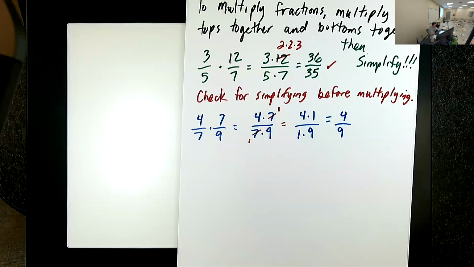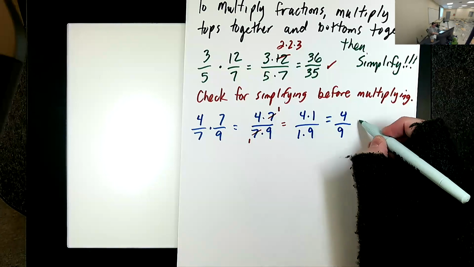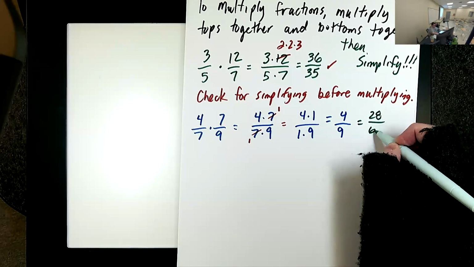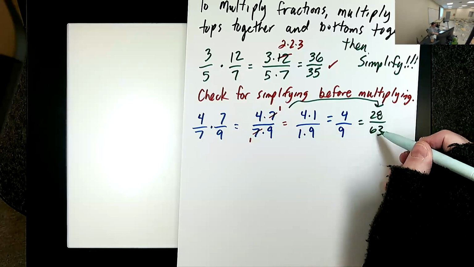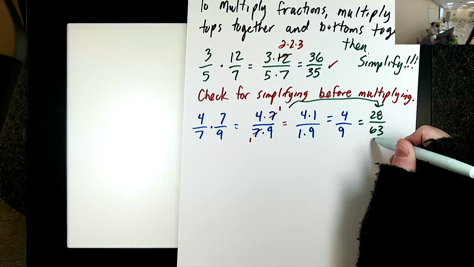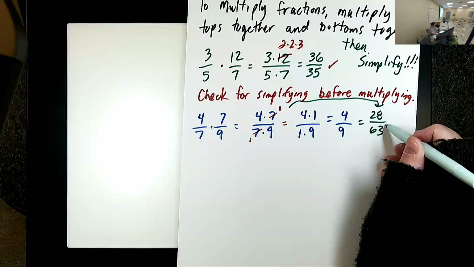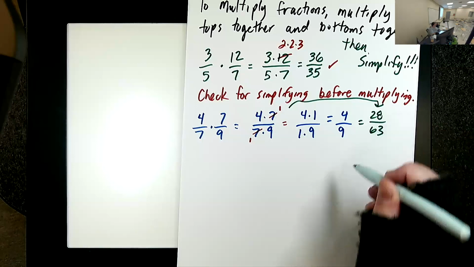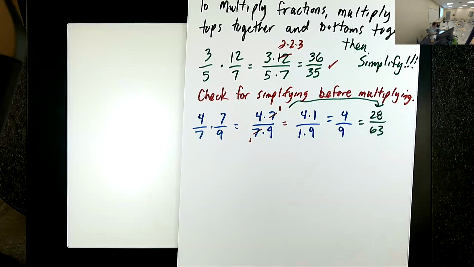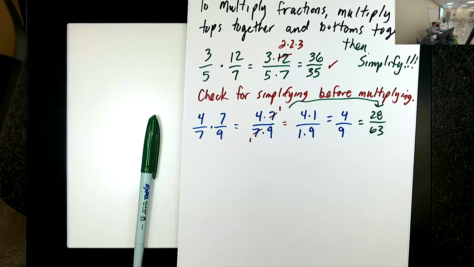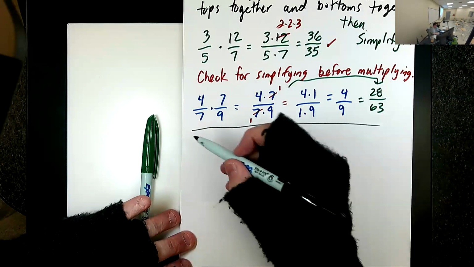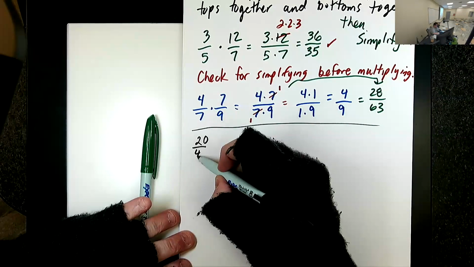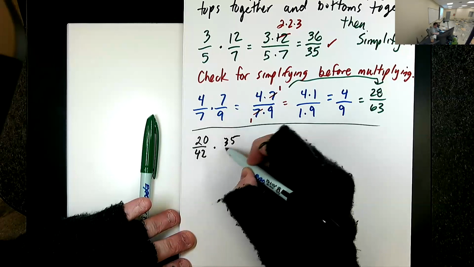If I had multiplied out first, I would have had 28 over 63. And I can reduce, if I remember my times tables, I know these are both on the 7 row of the multiplication table. So that makes that one easier to simplify, even if you've multiplied it out. But the next one's a tough one. And you're going to be like, what? Say what? Let's do 20 over 42 times 35 over 16.